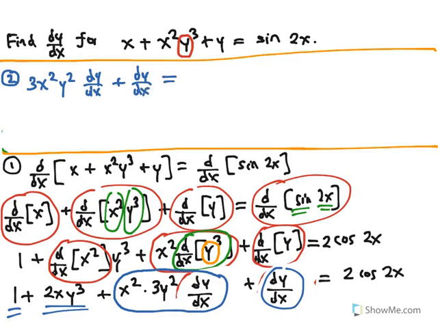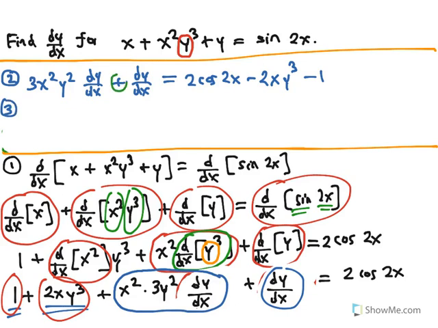And that's equal to, I can write 2 cosine 2x, and I can subtract these 2 terms from both sides of the equation to get me minus 2xy cubed minus 1.